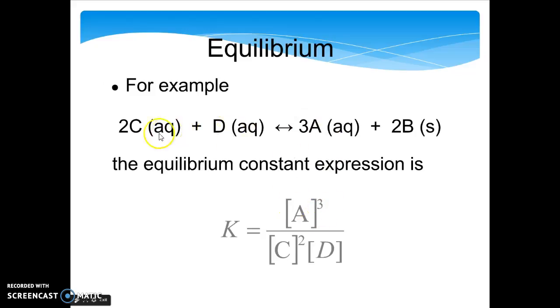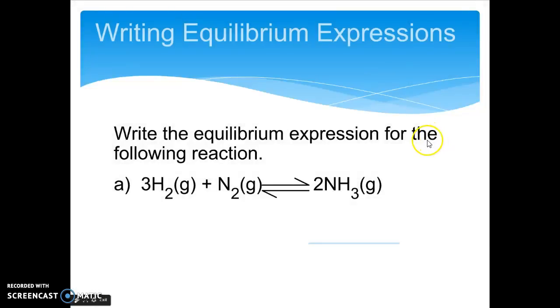So it's products over reactants. And so on the bottom, we see D is inside of brackets, and it's raised to the first power because there's no coefficient. And we see we have C raised to the second power because there was a coefficient of 2 in front of it. So this is our K expression for this equilibrium constant. Remember, B was not included because it was a solid. Pure solids and pure liquids are not included.